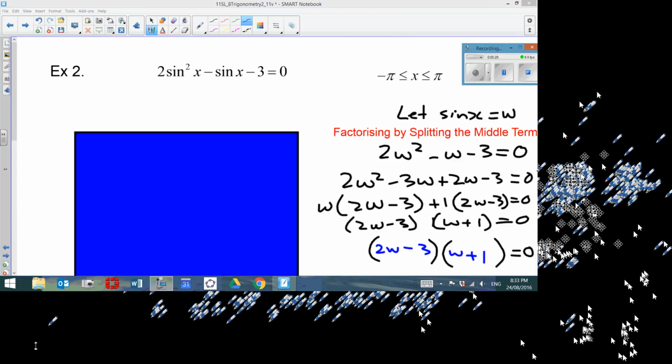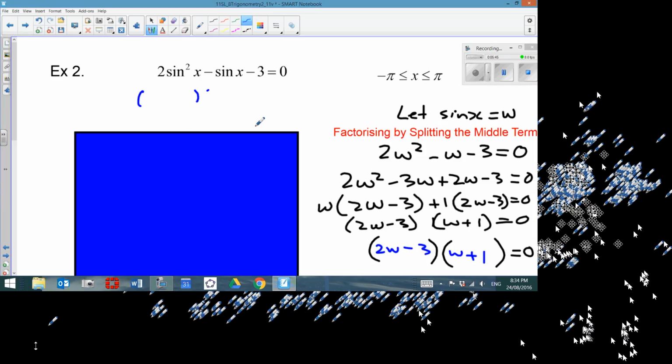So the reason why I have this off on the side is because remember, this is side work. My question is actually asking me to factorize 2 sine squared x minus sine x minus 3 equals 0. So now thinking back to w actually representing sine, let's write our two factors using sine. So 2w minus 3 is going to be 2 sine x minus 3, and then w plus 1 will be sine x plus 1.